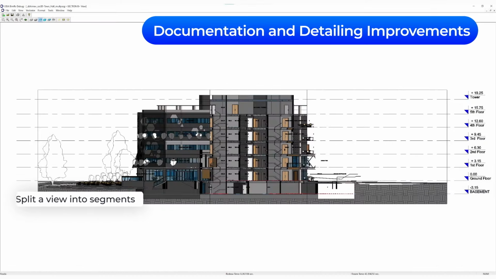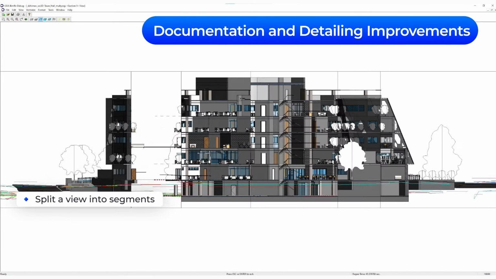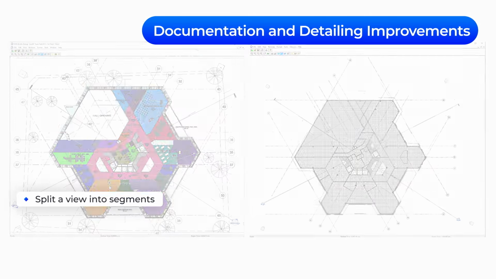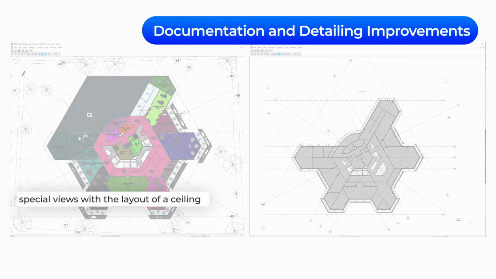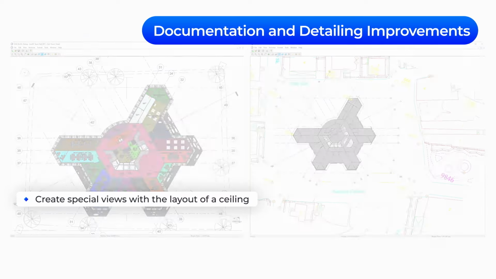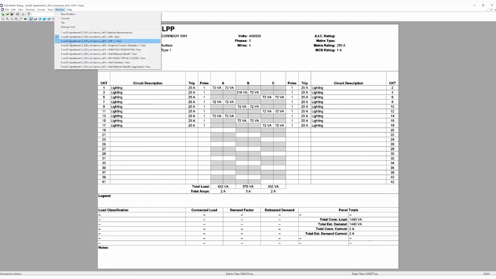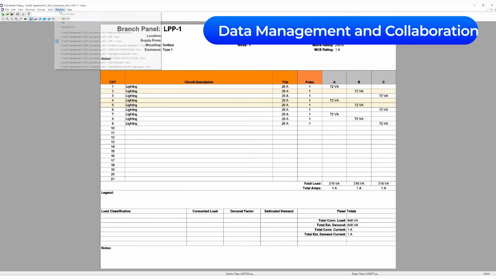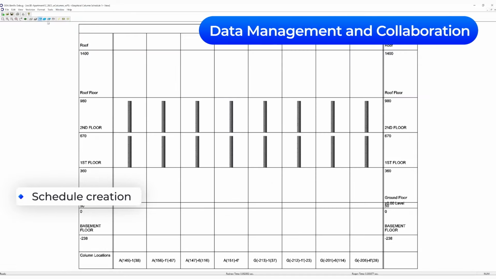A multi-segment view feature that allows a view to be split into segments so that every segment has its own clipping plane. A ceiling plane feature that supports creation of special views with the layout of a ceiling. For data management and collaboration, we need to mention schedule creation.